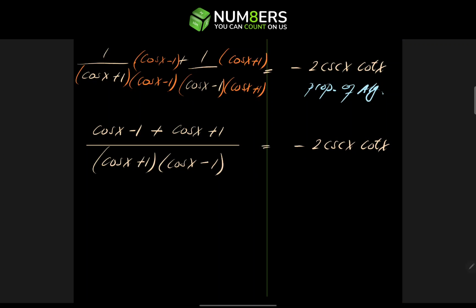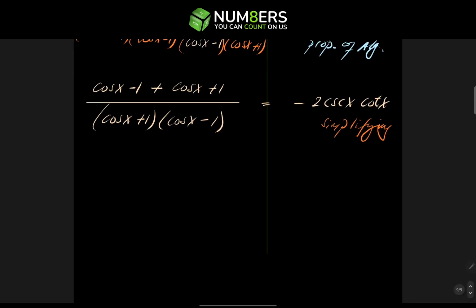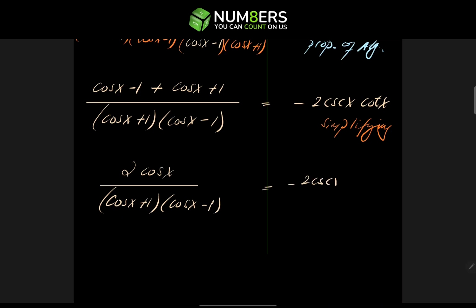And here we just did properties of algebra, or simplifying rather. And now on the top here in the numerator, we have cosine x plus cosine x. That's 2 cosine x. And then negative 1 plus 1, they cancel. So we're left with 2 cosine x on the top in the numerator over cosine x plus 1 times cosine x minus 1. And that's equal to negative 2 cosecant x cotan x.